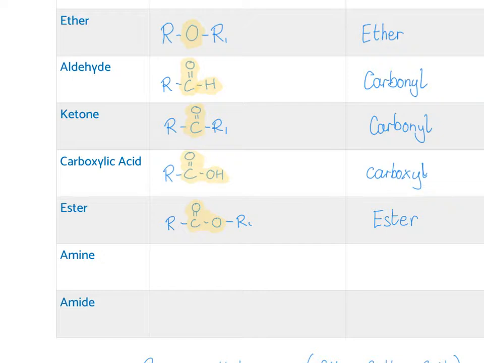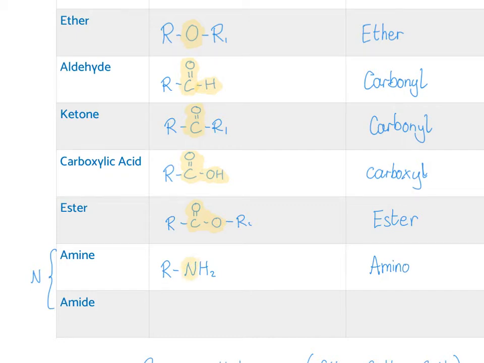Finally, these next two both have nitrogen in. So amine and amide both have the presence of a nitrogen group. An amine is when we have an alkyl chain attached to a nitrogen and two hydrogens or other alkyl groups. It's optional this time. This group is known as amino.